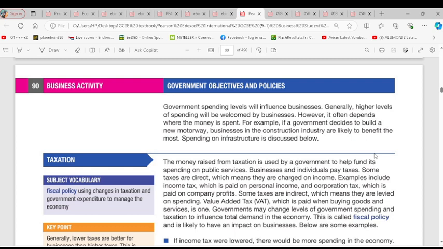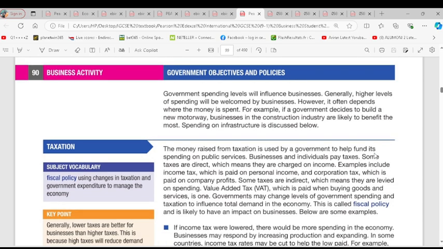So, the level of government spending can also influence businesses. Take the example of government trying to construct motorways: construction companies will benefit more. Whatever government is spending on, businesses in that industry will benefit more. Is it clear? If government wants to build more schools, those in the educational sector will benefit more. Students will benefit more. That is the point they are making. Is it clear? So we go to taxation.